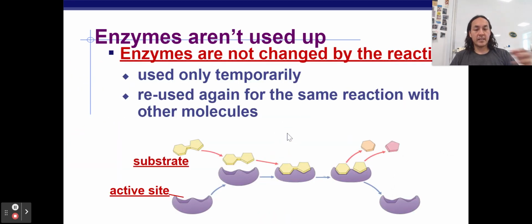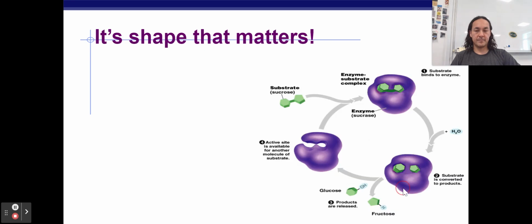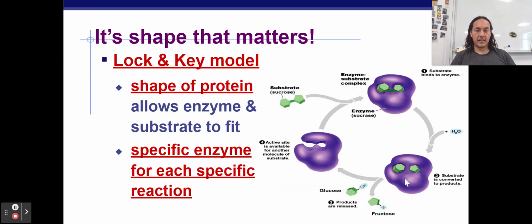Enzymes aren't used up. They can be used over and over again. So here's the substrate. Here's the active site. This is the enzyme, the purple one here. And the purple one's ready to be used again, just like the key to your house. You can use the same key over and over and over again, but it only works on your house. And that's why we call it the lock and key model. So here is a nice example of it. Start with number one. The enzyme sucrase is going to bind sucrose. It's going to lower the activation energy needed to break those bonds. The substrates will be released with hydrolysis, and then the active site's available for another molecule of the substrate.